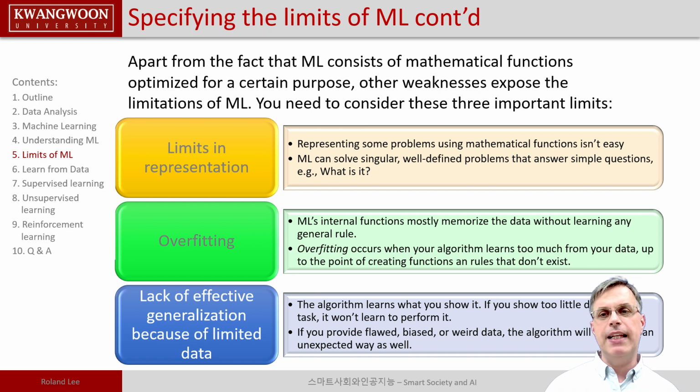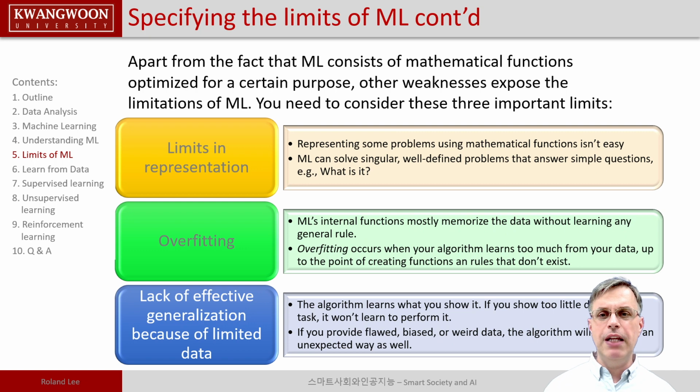Lack of effective generalization because of limited data. The algorithm learns what you showed it. If you show too little data for the task, it won't learn to perform it. If you provide flawed, biased, or weird data, the algorithm will behave in unexpected and undesired ways as well.